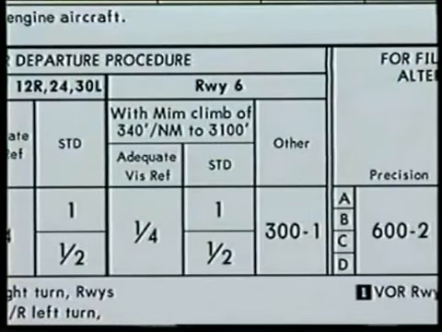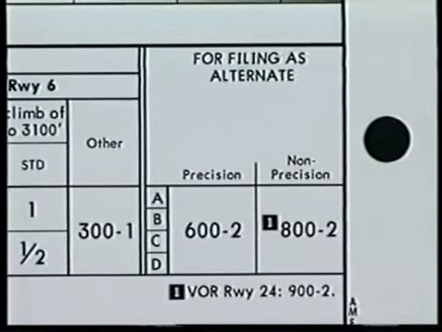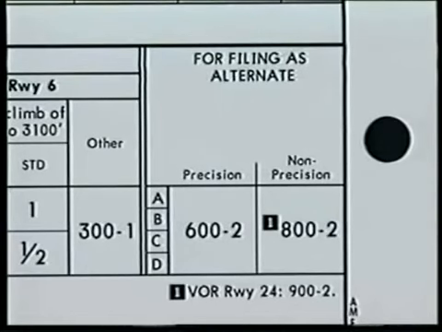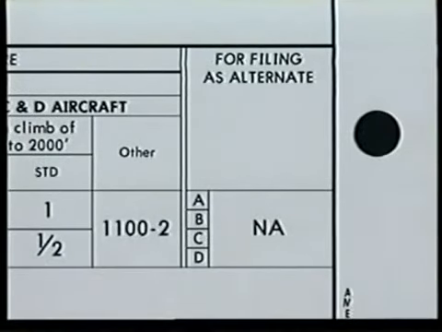Notice that in order to take off on runway 6 with at least the standard visibility minimum, you must be able to maintain a minimum climb rate of 340 feet per nautical mile to 3,100 feet. If you are unable to meet the climb requirement, you must have a ceiling of at least 300 feet and 1 statute mile visibility. To the far right of the chart, the alternate airport weather minimums are published. These minimums are listed only when the airport may be used as an alternate on your flight plan. Where the airport is not authorized as an alternate, the notation NA appears in the box.